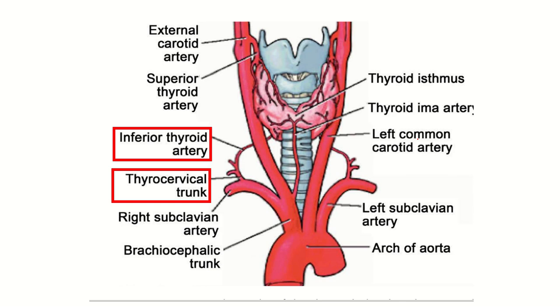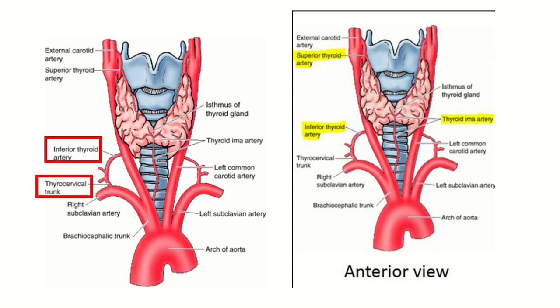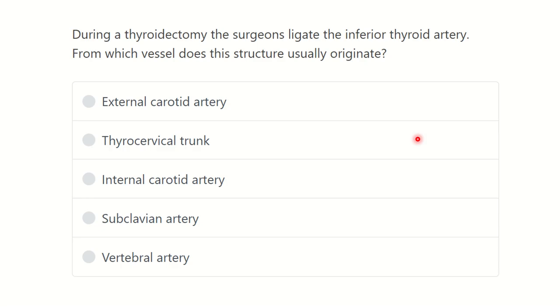Welcome to another question and answer session for MRCS exam. Here is the question. During thyroidectomy, the surgeon ligates the inferior thyroid artery. From which vessel does the structure usually originate?